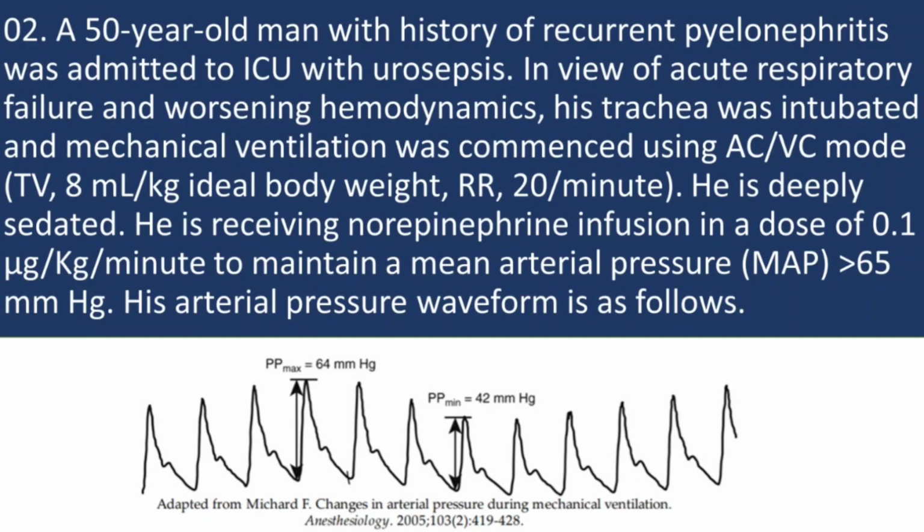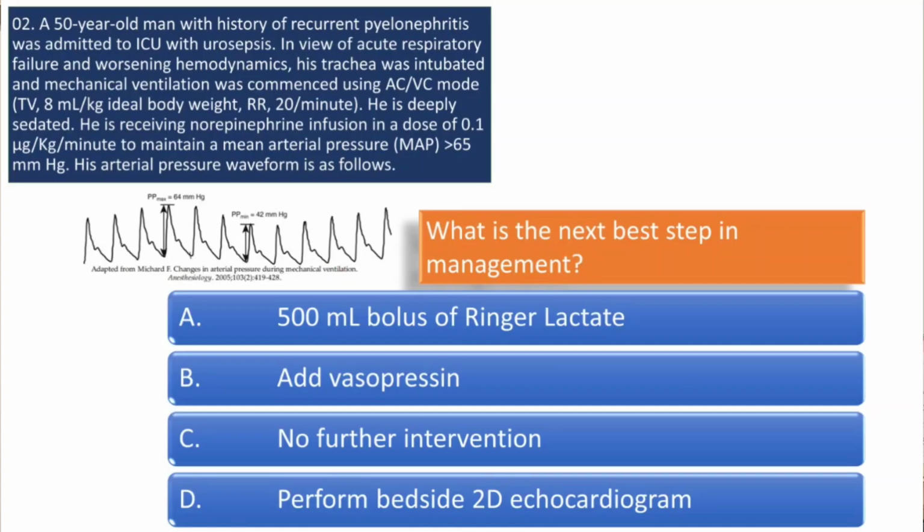Now, what is the next best step in the management of this patient? 500 ml bolus of Ringer lactate, or add vasopressin, or no further intervention, or perform a bedside 2D echocardiogram. So, what should be your correct choice over here? Let me explain this.